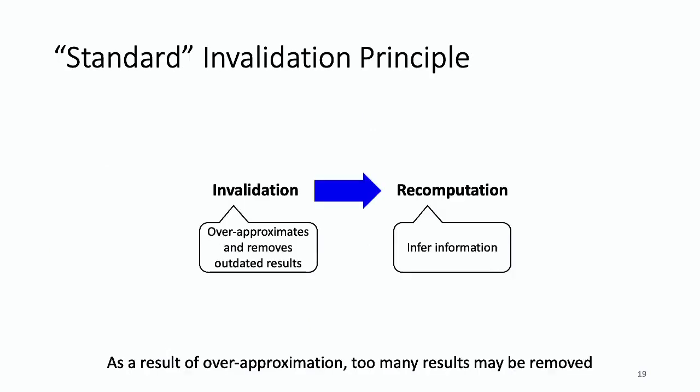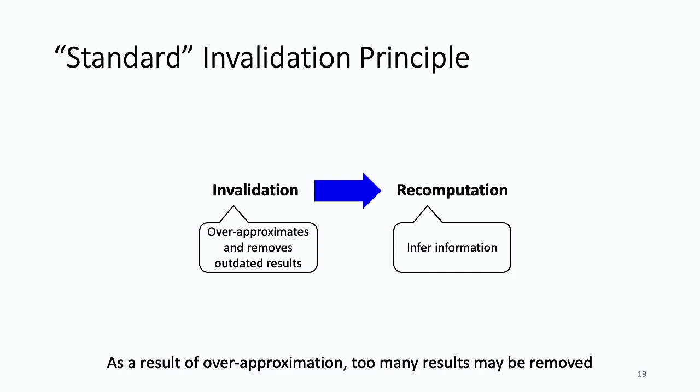Now, generally, what does an incremental analysis do? It has a two-step approach. First, it invalidates, which means it over-approximates and removes all results that are invalidated or outdated. And then it does a recomputation step, which means it will restart the computation to find new information. However, as we have to over-approximate during invalidation, we may remove way too much information, which means we have to recompute the same information during the recomputation phase. This is a bit of a waste.